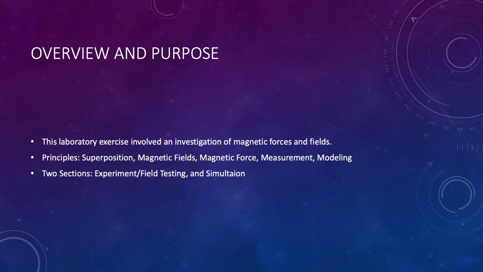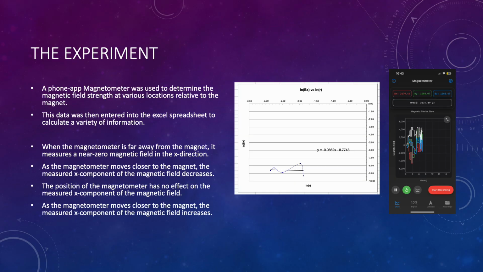Let's jump in. So, beginning with the overview and purpose, this lab exercise involved an investigation of magnetic forces and magnetic fields, and the principles at play included superposition, of course, magnetic forces and fields, measurement, and modeling. There were two sections, which were our experiment and our simulation.